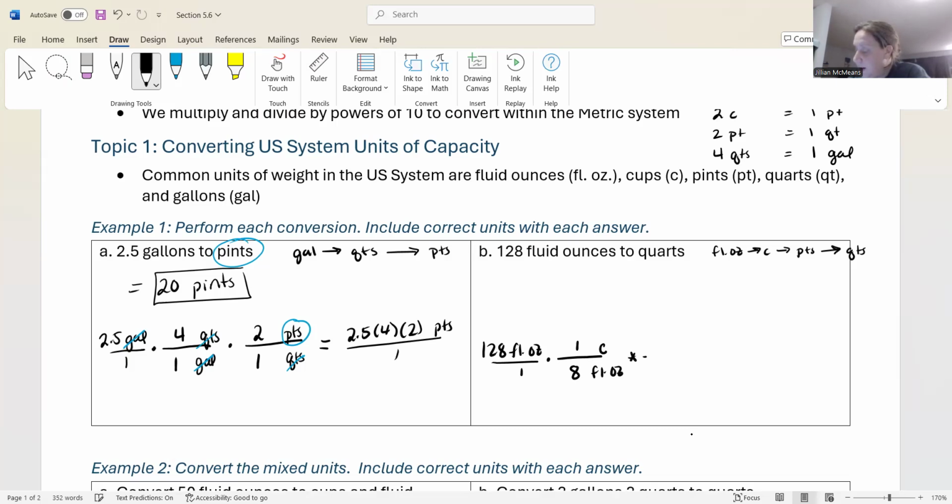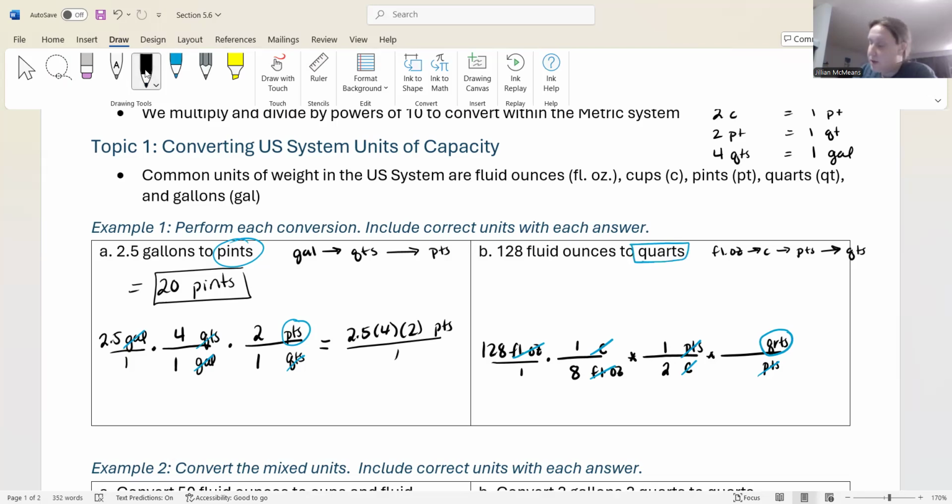Now, I need to multiply by another unit fraction where cups will cancel, so I need to convert cups to pints. And remember, there are 2 cups to 1 pint. And then finally, I need to multiply by another unit fraction that is going to convert pints to quarts. So I want pints to cancel, quarts in the numerator, pints in the denominator, and let's see what happens. Fluid ounces cancel, which is great. Cups cancel, which is great. Pints cancel, which is great. The last man standing is quarts, which is our desired unit.